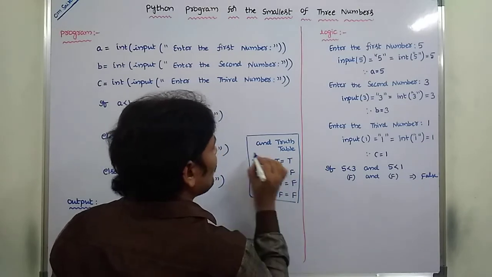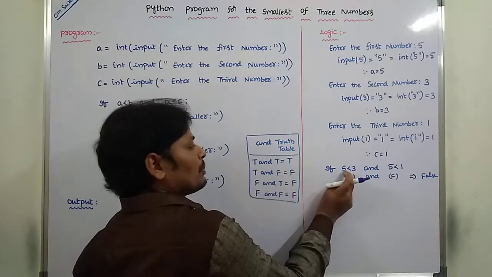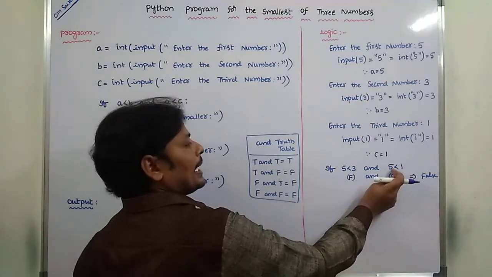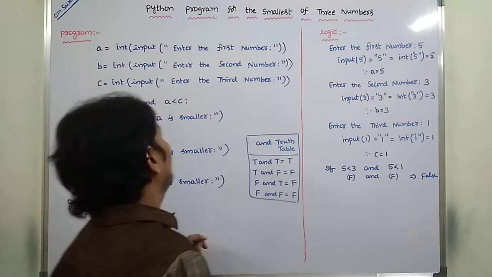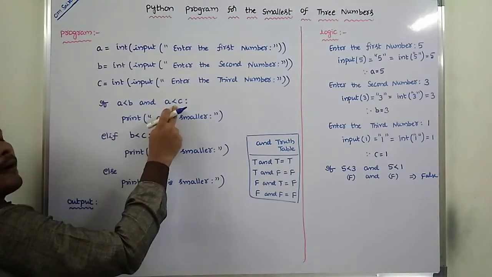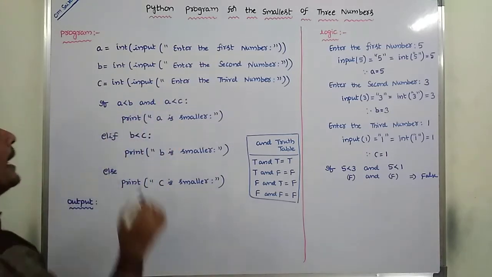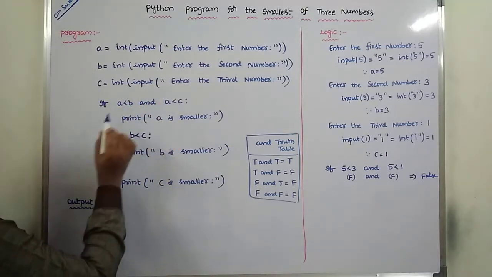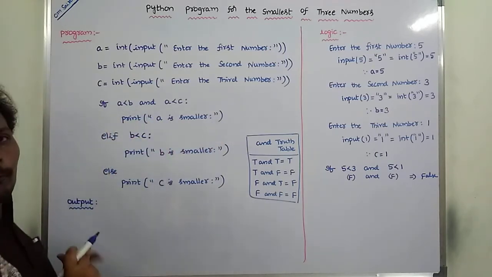Okay. So by using this truth table, we have to find: first expression is false, second expression is false. False and false is equal to false. Whenever this expression and this expression are false, false and false is false. Whenever the if condition is false, the control does not enter into the if block.